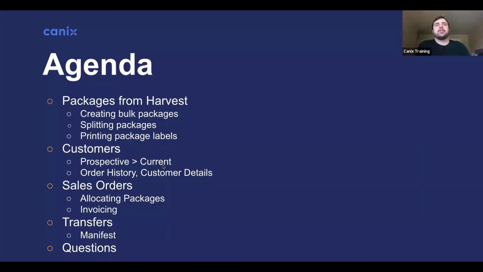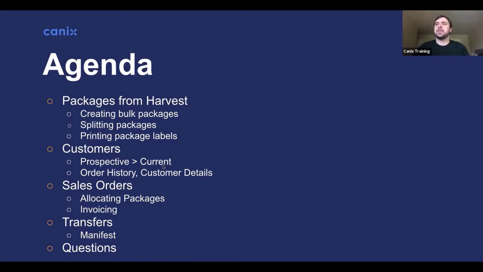So we're going to start by creating a couple packages from a harvest that we have in the system. The harvest has come out of the dry room, and now we're starting to split it up into its sellable products, sellable packages. So that includes flower, trim, sugar leaf, things like that.